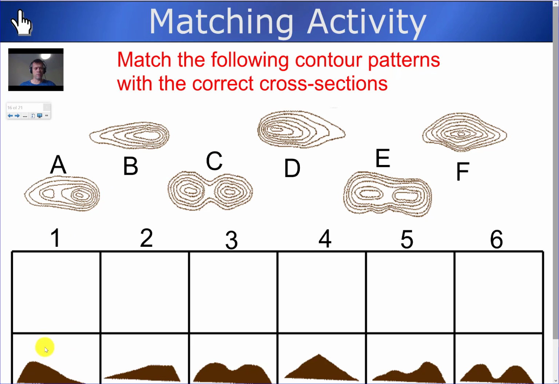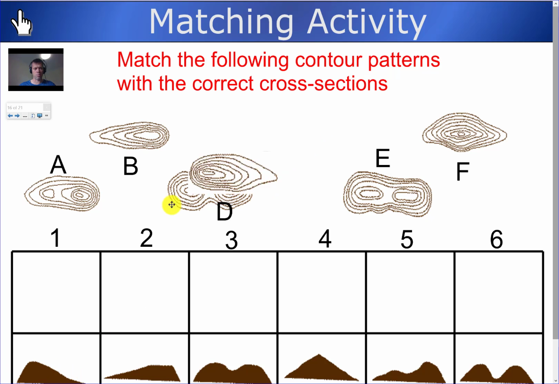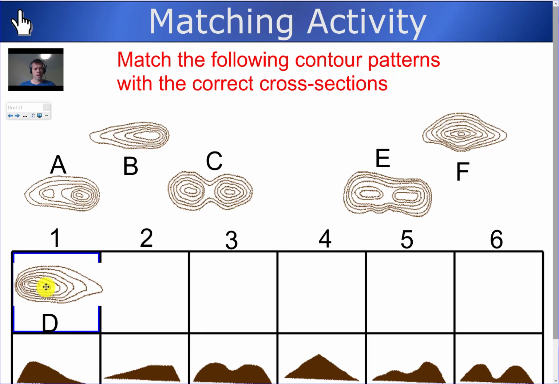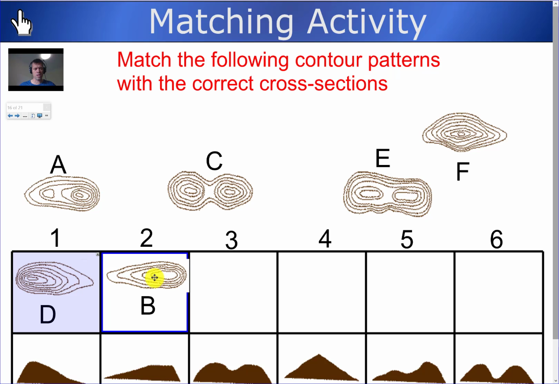We'll have a look at number 1 first. Number 1 has steep side to the west and to the east, a fairly gentle slope. So we want something where the contour lines are close together here and further apart on the right hand side. And I think D matches that one perfectly. Okay, number 2, we've got our gentle slope on the left, bit of a flat top at the top. So I think B matches 2.